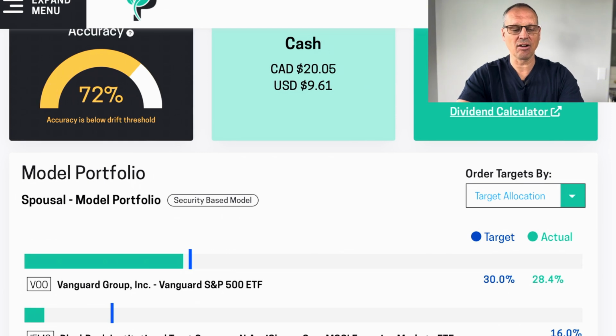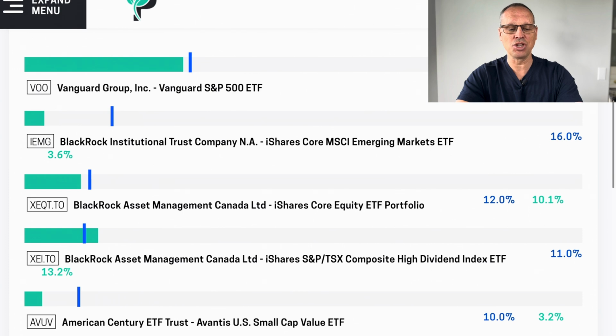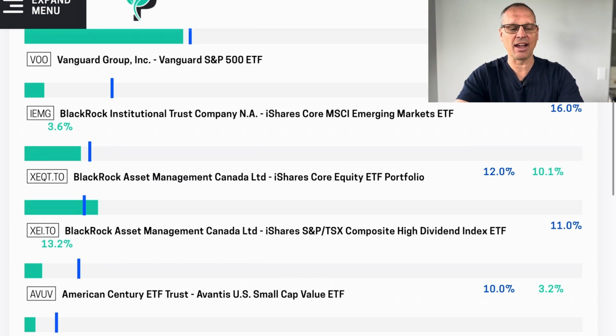So you can see here as we scroll down that there are some targets that are well off. IEMG, that's emerging markets. This is relatively new that I've introduced into my accounts, and so we're slowly building that up. Currently, I only have 3.6% of the 16% that I allocated for it. Now, I do have an all-in-one fund in here, XEQT. This is also relatively new for me.